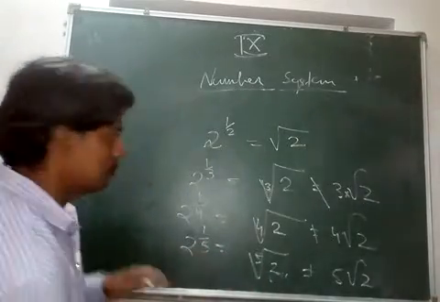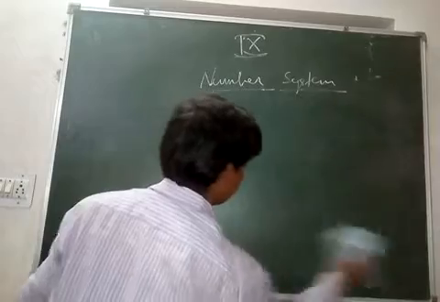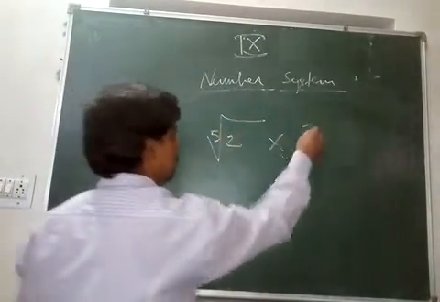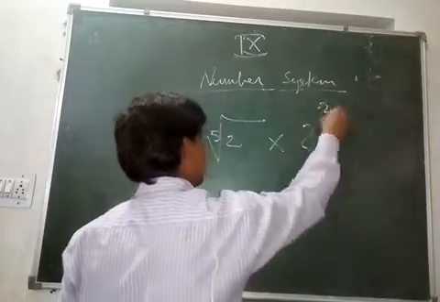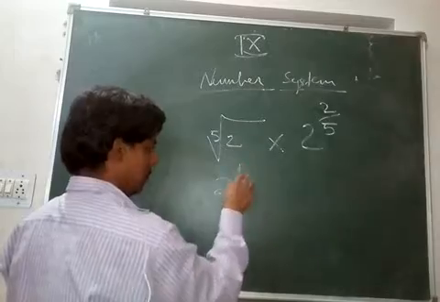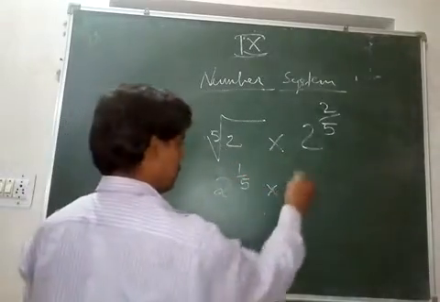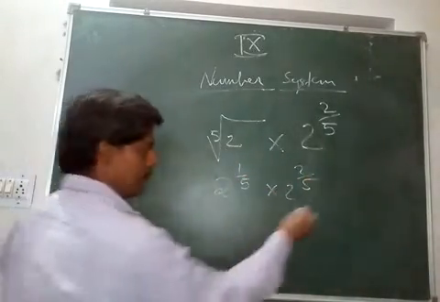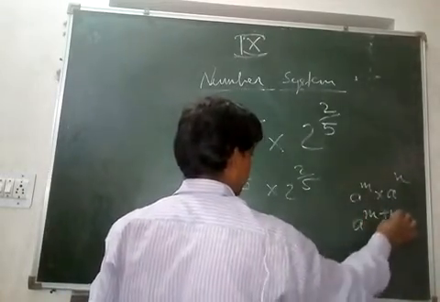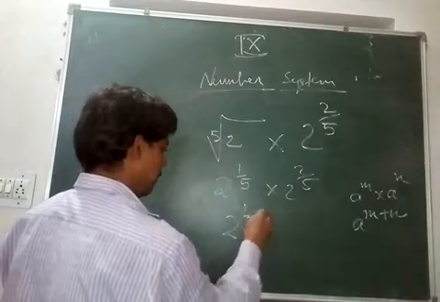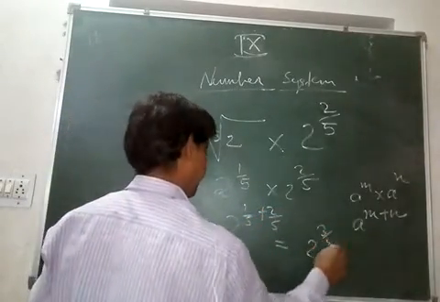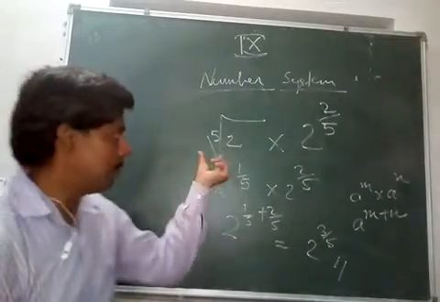Now you have to understand how to use laws of exponents related to this. Somebody says fifth root of 2 multiplied by 2 to the power 2 by 5. What is the answer of this question? So first you will write in exponents. This is 2 to the power 1 by 5 into 2 to the power 2 by 5. Now a to the power m into a to the power n is equal to a to the power m plus n. So 2 to the power 1 by 5 plus 2 by 5 is equal to 2 to the power 3 by 5. This is very important, how to convert this.